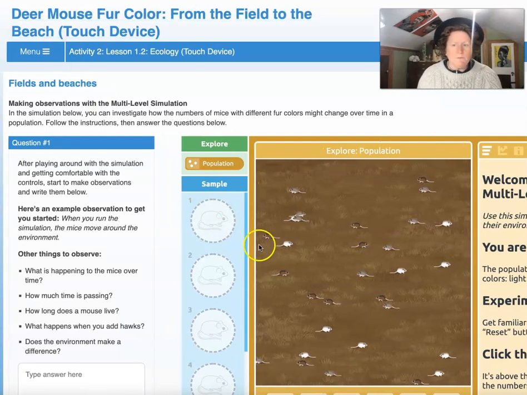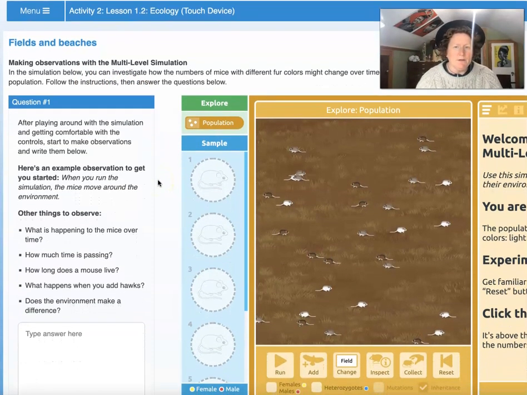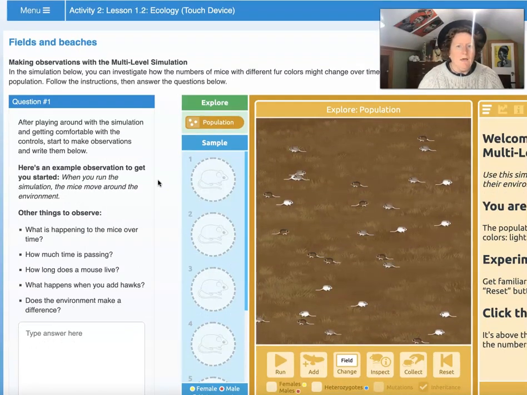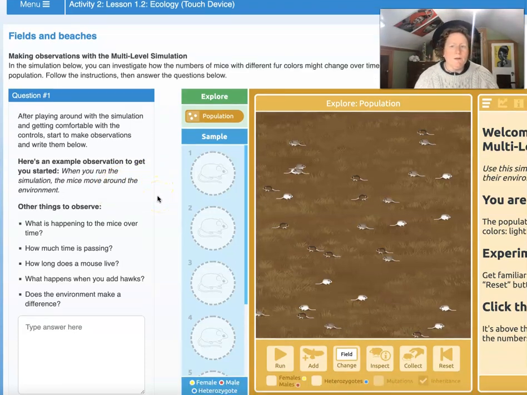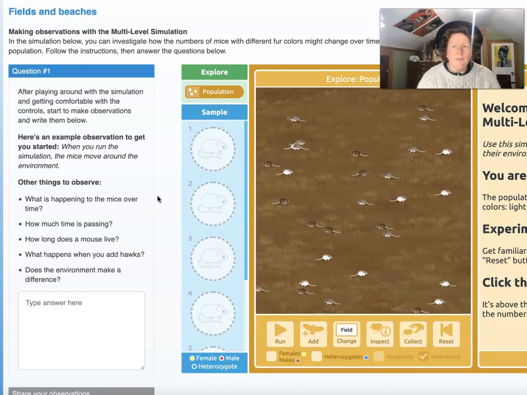There's a cool simulation here that we get to play around with a bit. We're going to make observations with the multi-level simulation, and you'll see why it's called the multi-level simulator a little bit later. You can look at the population level, you can look at the cellular level, so we can look at genetics. There are a lot of different aspects of a population you can check out with this particular model. But right now we're just going to play with the model. Let's look at the first question.